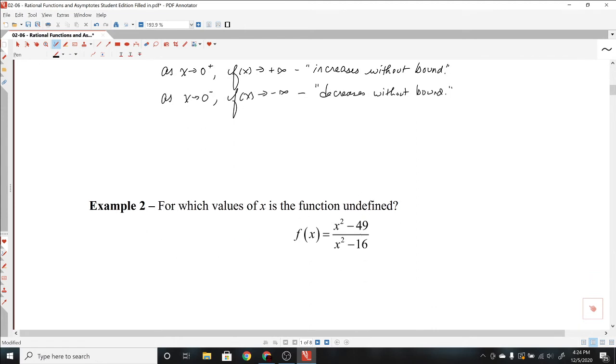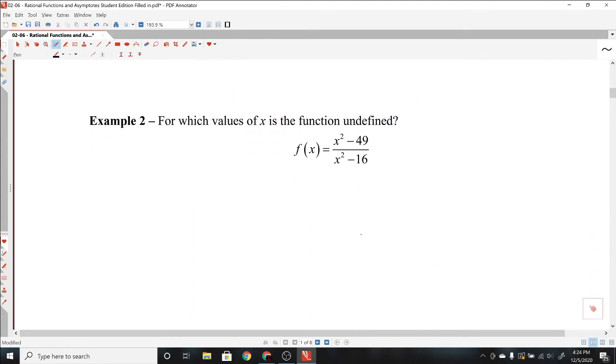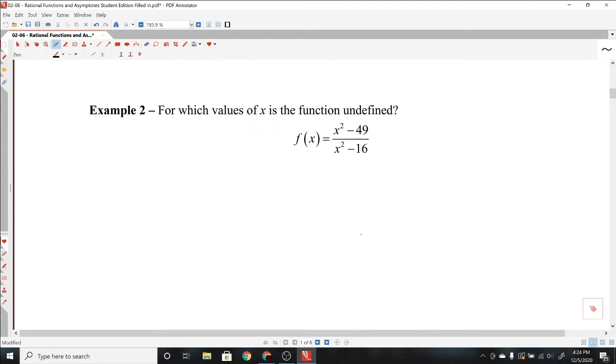Let's take a look at example 2. For which values of x is this function undefined? Well, again, when is a rational function undefined? It's undefined when the denominator is 0. So all I care about in this case is when will x squared minus 16 equal 0?